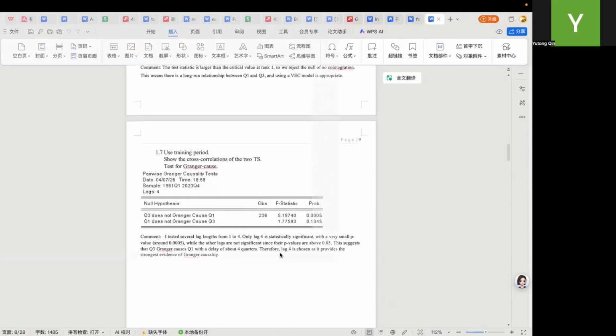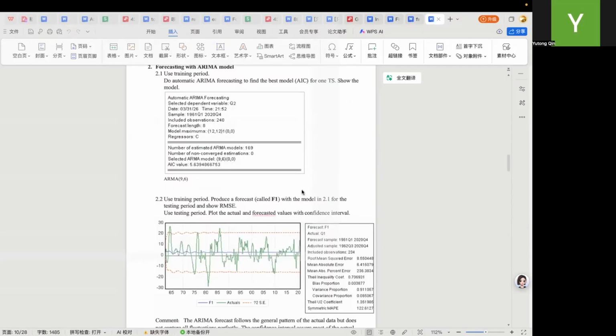Then we test for Granger causality. The result shows that Q3 Granger causes Q1 at lag 4, which indicates a short-run effect with a delay of about 4 quarters. Now moving to part 2, which focused on ARIMA forecasting.